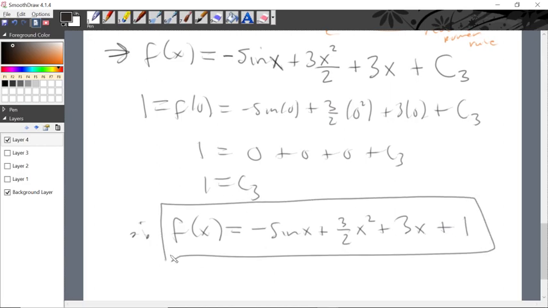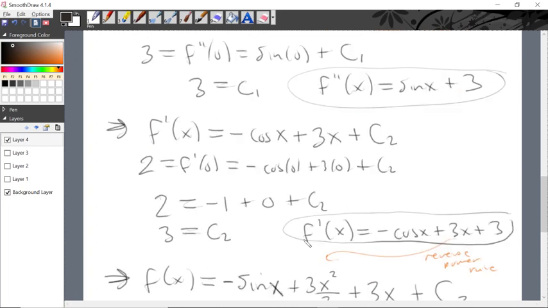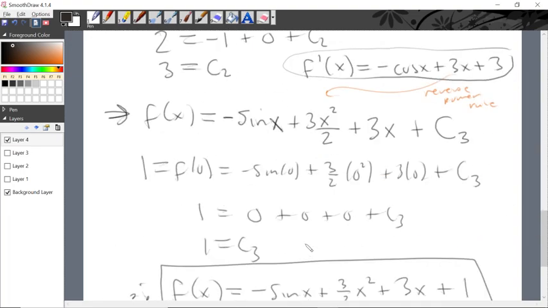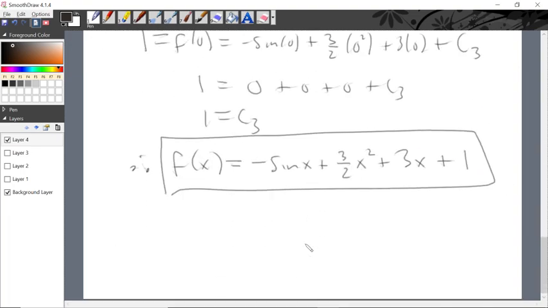Now we should be able to verify that all of the given conditions are satisfied for f, f prime, and f double prime. And if we were to take the third derivative of this function, we can verify that that third derivative is just cosine x. We can do all that verification because of all the practice, of course, that we've done with differentiation.